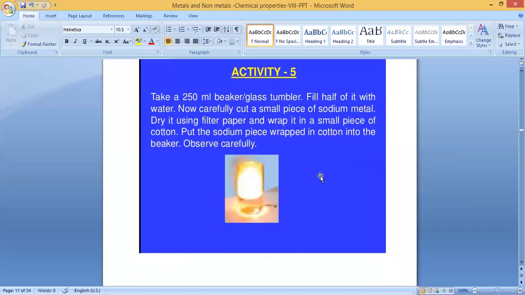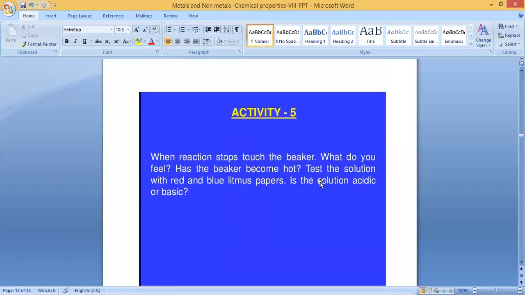So sodium hydroxide, is it an acid or a base? It's a base, basic in nature, so it turns red litmus to blue. Clear? Test the solution with red and blue litmus paper. Is the solution acidic or basic? You can see here it is basic in nature. The red litmus turns blue.